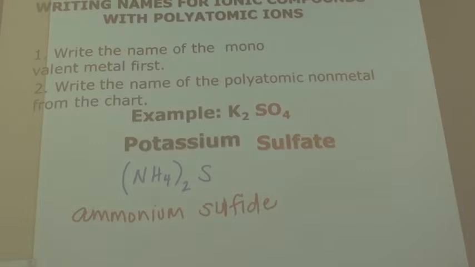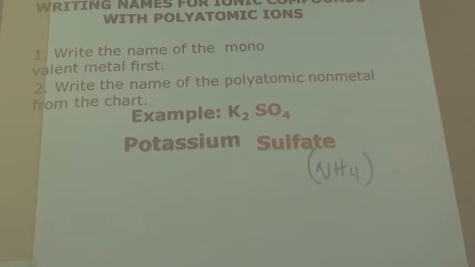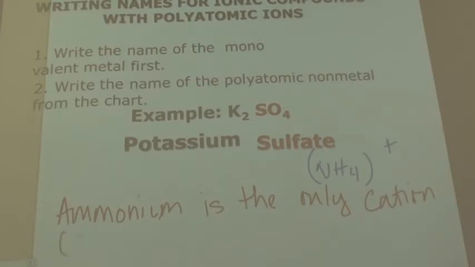Wait, don't you write the polyatomic nonmetal? This one is the only one that has a +1 charge. Remember? Look on your EOC chart. So it is the only one that acts as a cation. Why don't you write yourself a note in your notes right now? Ammonium is the only cation. Goes first.